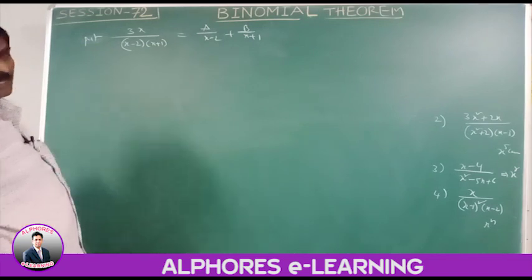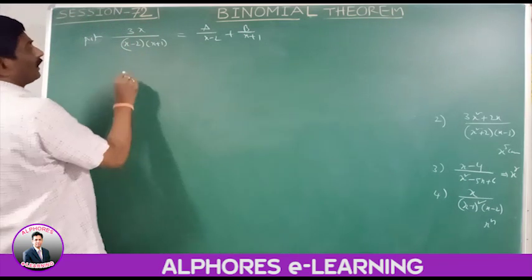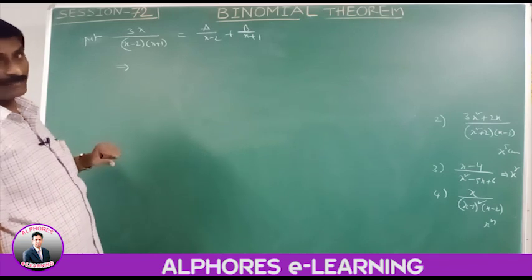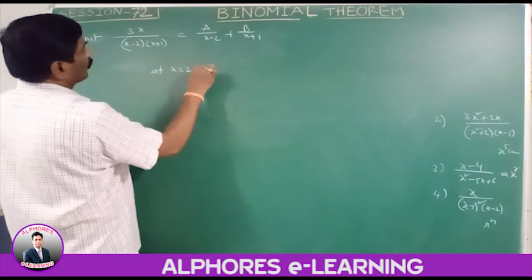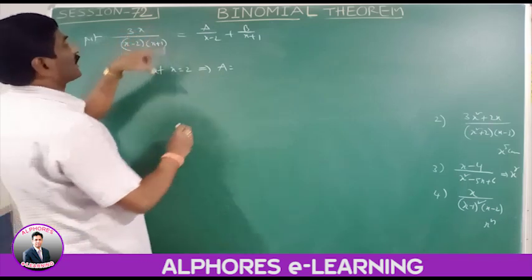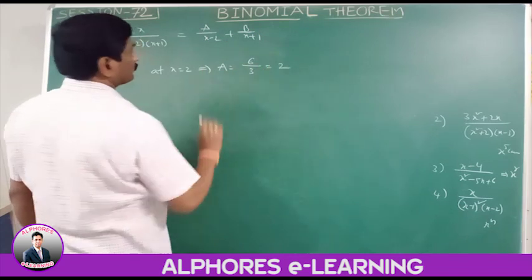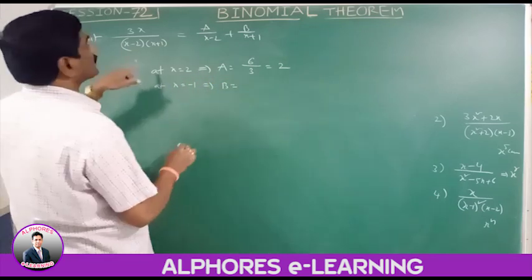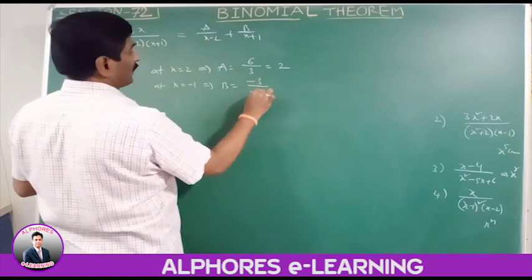Put 3x by (x minus 2)(x plus 1) equal to A by (x minus 2) plus B by (x plus 1). After LCM, we find A and B, or by using the direct formula, we find the values of A and B. At x equal to 2, A is obtained by substituting 2 in the numerator: 3 into 2 is 6, by 2 plus 1, which is 3, so A is 2. Next, at x equal to minus 1, B is minus 3 by (minus 1 minus 2), which is minus 3, so B is equal to 1.